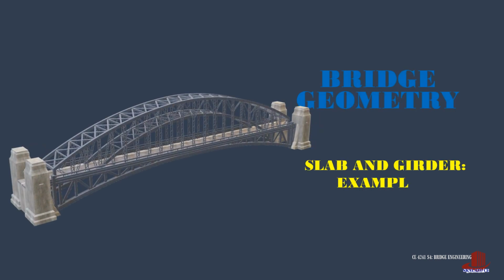The example presented here involves a bridge with T-beams. Check how to determine the girders and the deck thickness here in bridge engineering.